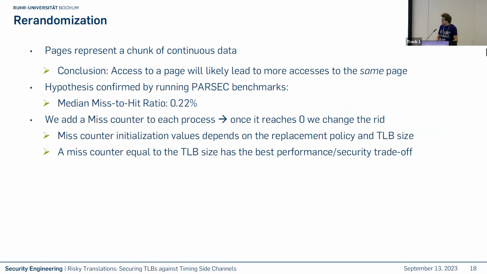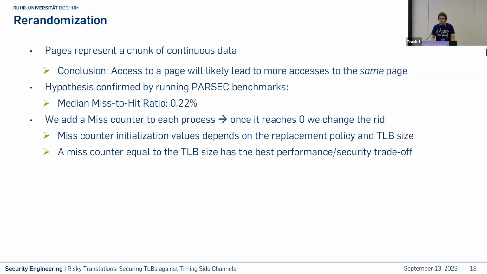And here we can abuse a very nice attribute of TLBs, and that's the very high hit rate. So when you think about, for example, functions or data, they are usually continuous. For example, a function, all the instructions are right behind each other. The branches are also very small. So when you access one page, you will most likely access the same page for quite some time. And we actually confirmed this by running some PARSEC benchmarks, and we found that the median miss to hit ratio is just 0.22%, so super low.